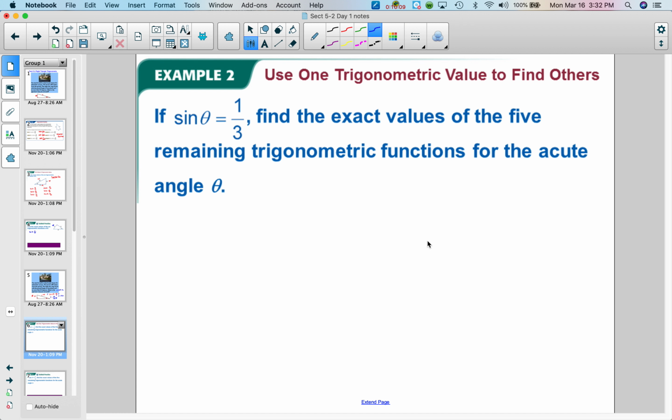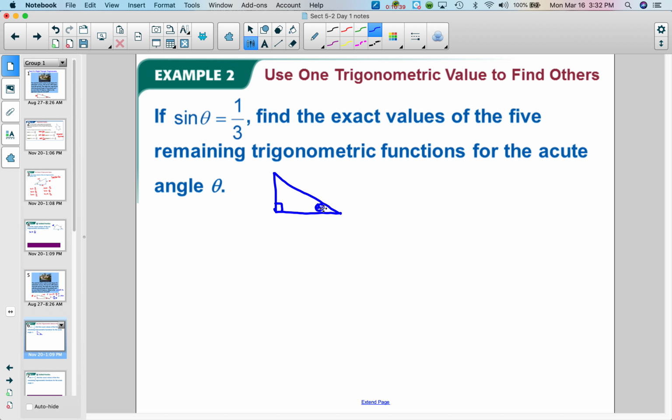So in this next example, if sine theta equals 1/3, find the exact values of the 5 remaining trig functions for the acute angle theta. When you have a problem like this, you are going to build a triangle. And it's a generic triangle, so it doesn't really matter. It doesn't have to be perfect. Make sure it's a right triangle, and then pick where you put theta. All my triangles look the same. They all look like this. So yours probably will too.